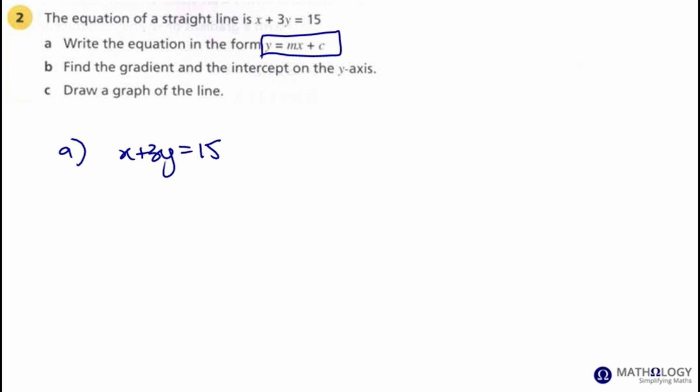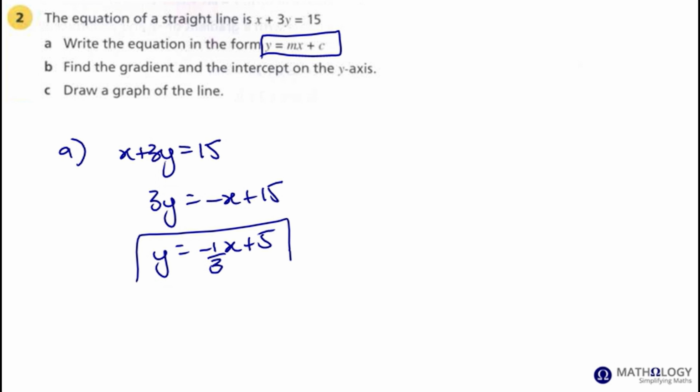To get into the form y equals mx plus c, we isolate y. 3y equals minus x plus 15. Divide through by 3. y equals minus a third x plus 15 divided by 3, which is 5. Again, no decimals. We write the equation with fractions. Depending on the context of the problem, we're going to write decimals if they're appropriate. If they're not appropriate, we're always going to use fractions. So we can now say that the gradient is minus a third and c is 5.